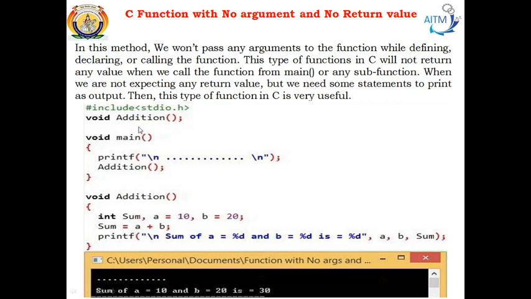Let us demonstrate this type of function using the C program. We have a function being defined. The function name is addition, whose return type is void, and we don't have any parameters. Inside the main function, we have two instructions. One is the printf instruction and one is the calling function. In this calling function, as you can see, we are not passing any arguments.